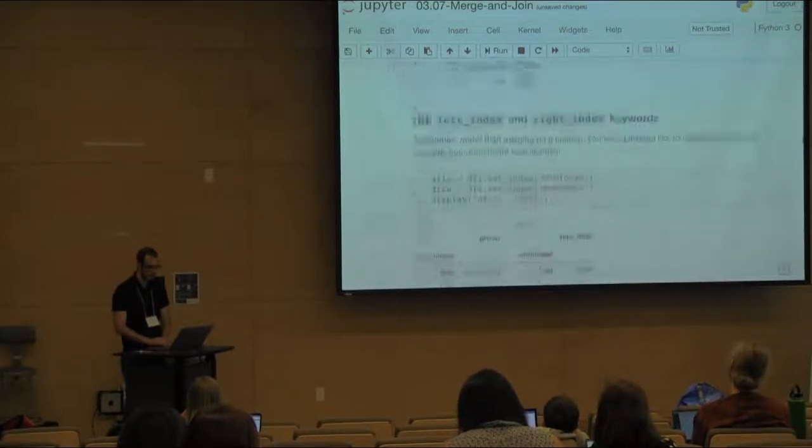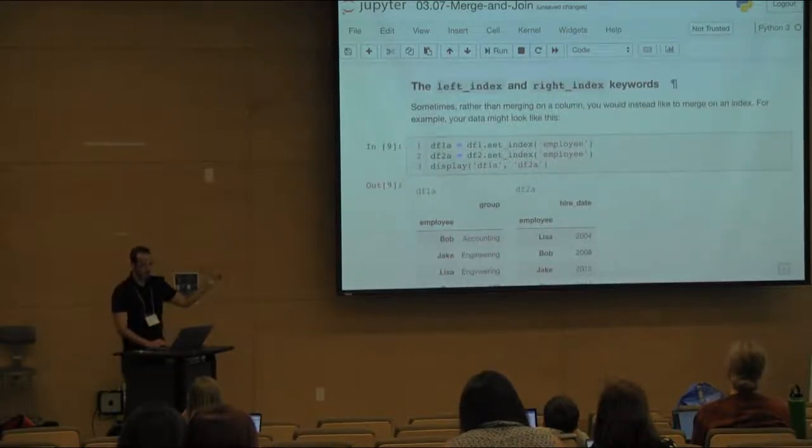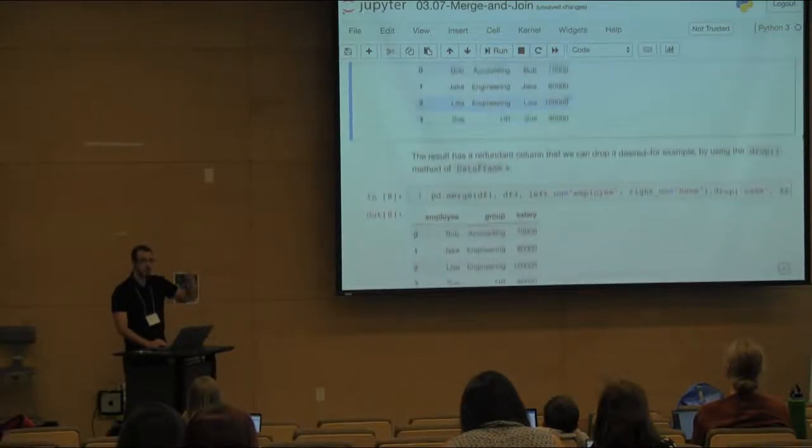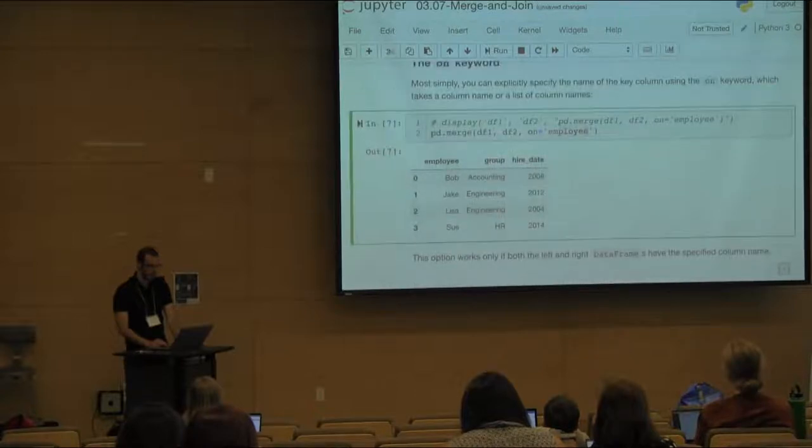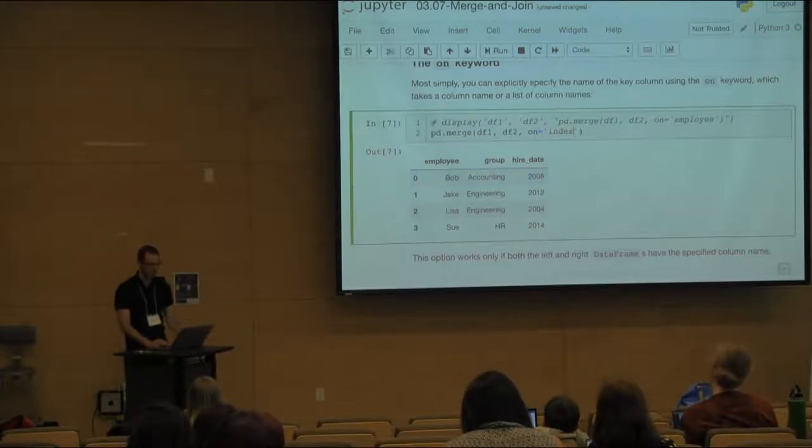Let me ignore drop here. You can also do left index and right index. Sometimes, remember, indexes are not normal columns. So you wouldn't be able to say on index. Why not? Because there isn't any column named index. I mean, you know this is the index, but that's not a named column. So you can't do that.